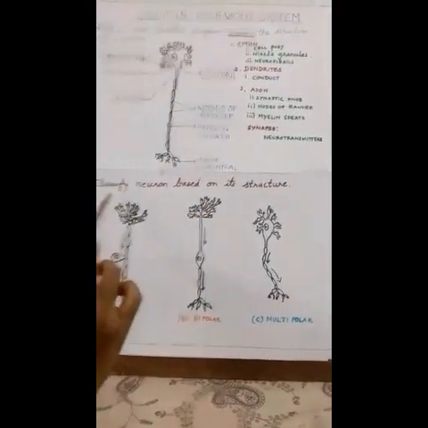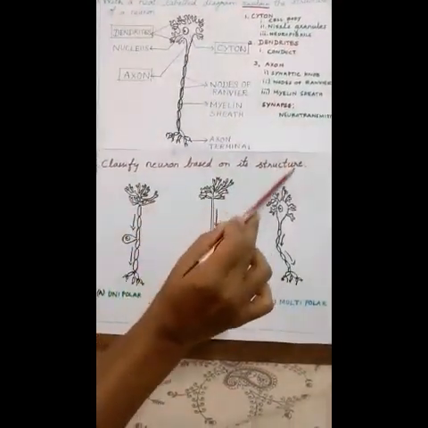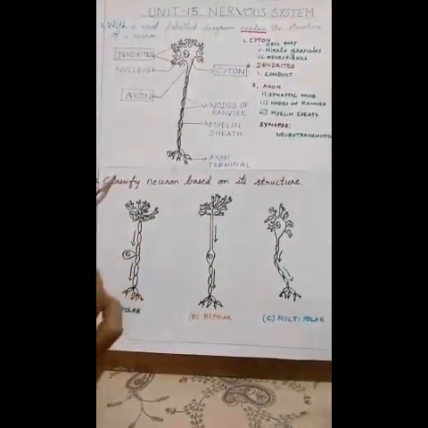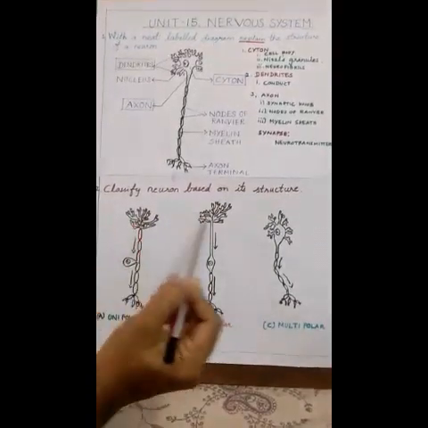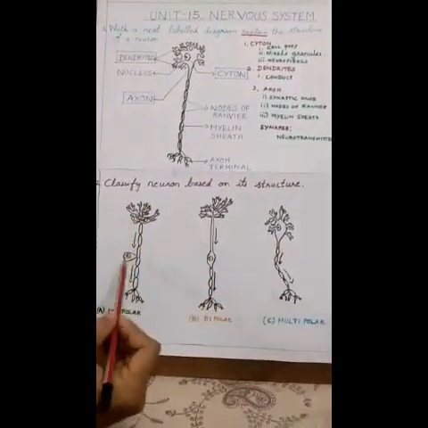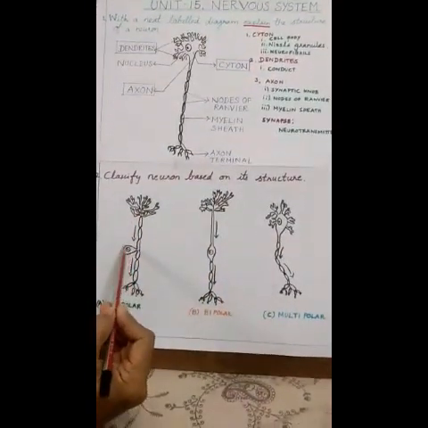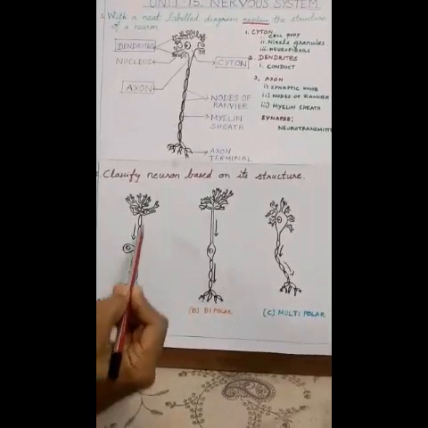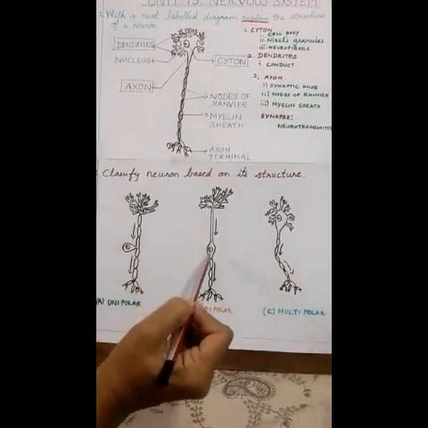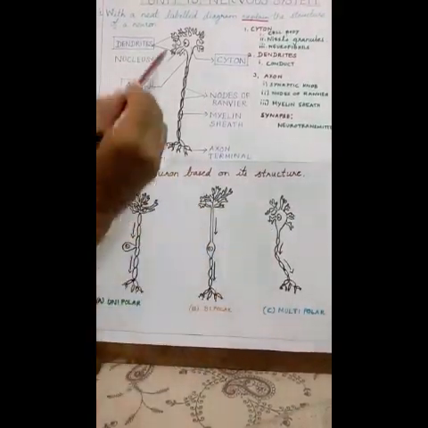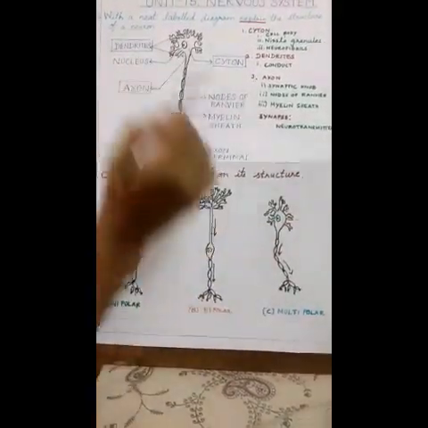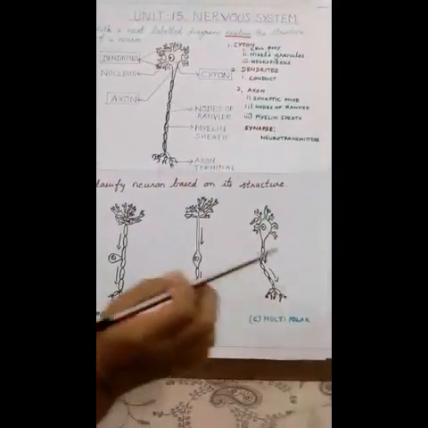Next question, classify neurons based on their structure. Classify means you have to write the different types of neuron. So three pictures you have to draw. Draw the nucleus in the center of this axon. Here also in the middle you draw. Two ways you have to draw. And this same structure of neuron, same type only, is the multipolar neuron.